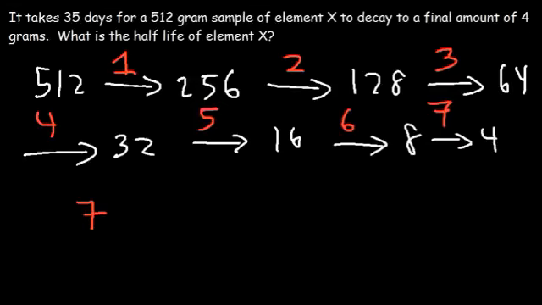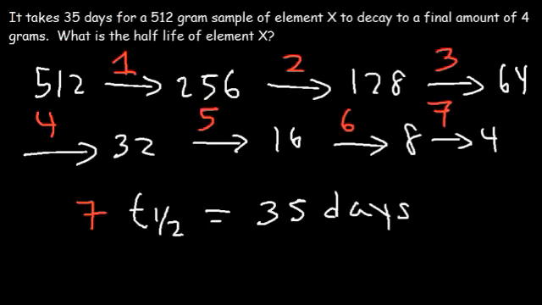So 7 half-lives, which I'm going to say 7 t-half. The half-life is the time it takes for half the substance to decay. So this variable represents the half-life. So 7 half-lives should equal a total time of 35 days. So if we divide 35 by 7, that tells us that the half-life is 5 days.